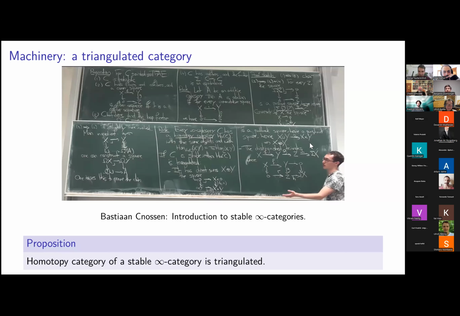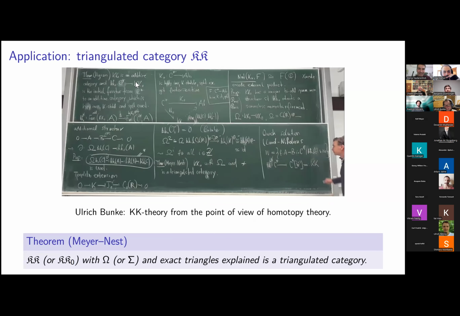And then we also, I think it was the next day or the same day, had another very nice lecture from Ulrich Bunke, on KK theory from the point of view of homotopy theory, another introduction, and we saw this category. There are some notations that were different in different talks. Here we had this infinity category called KK, and then we had the homotopy category of that stable infinity category, which was denoted by KK naught. But I tried to follow that also and denote the KK.